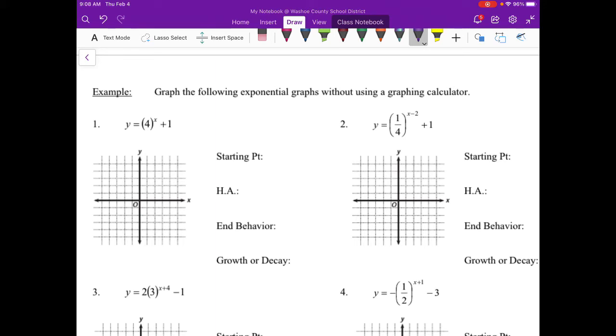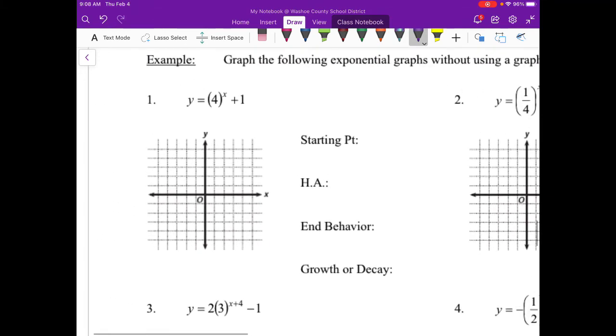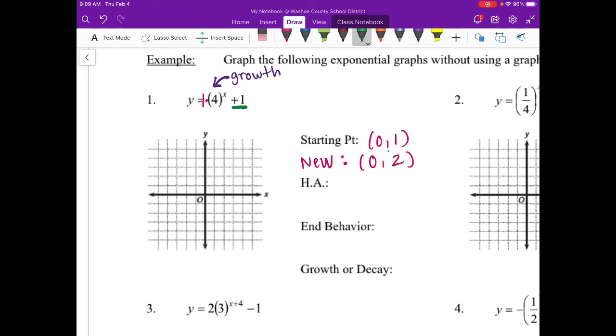So this very first one, looking at this number, we're going to have a growth because it's greater than 1. We're not being translated left or right based on the exponent, but we are moving up 1, it looks like. So remember, your starting point is that number in front of the parentheses being erased. So my starting point is 0, 1. But actually, my new starting point is now going to be 0, 2 because I went ahead and added 1 to my starting point because I am being shifted with that k value. So my new starting point is at 0, 2 here.